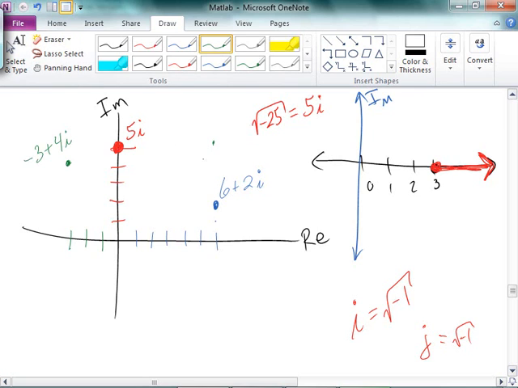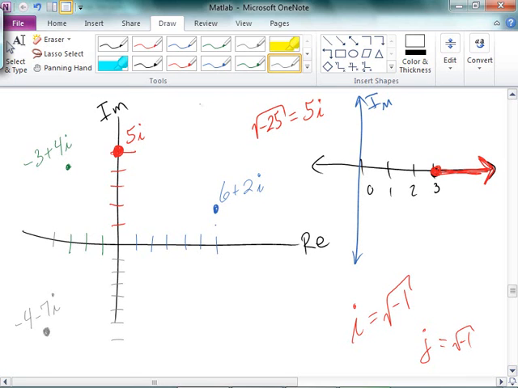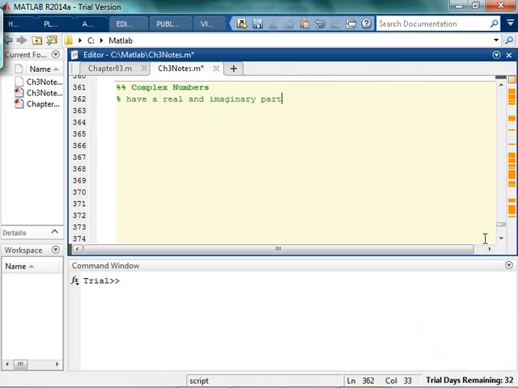All right, and one more for good measure. Let's do this one. What about minus 4 minus 7i? I'd say, all right, 1, 2, 3, 4, and then 1, 2, 3, 4, 5, 6, 7. So 4 over, 7 down. So that's minus 4 minus 7i. Okay? So those are a bunch of points plotted on the complex plane. Copy that? All right, so complex numbers have a real and imaginary part.